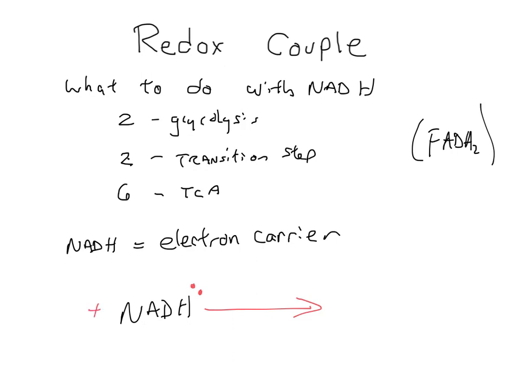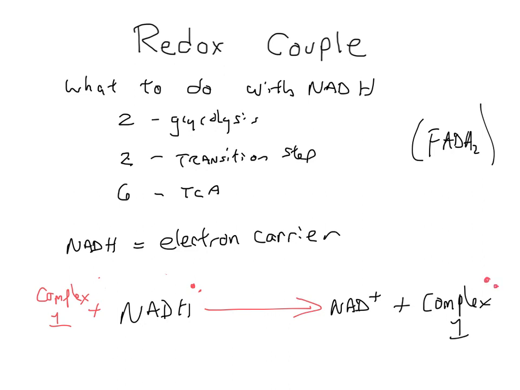So if I take, let's just say, complex 1, which is going to be kind of the first stop in our electron transport chain, we want to take these 2 electrons and put them onto complex 1. So the way this would look then is we would end up with NAD+ and complex 1, but now complex 1 has our electrons.